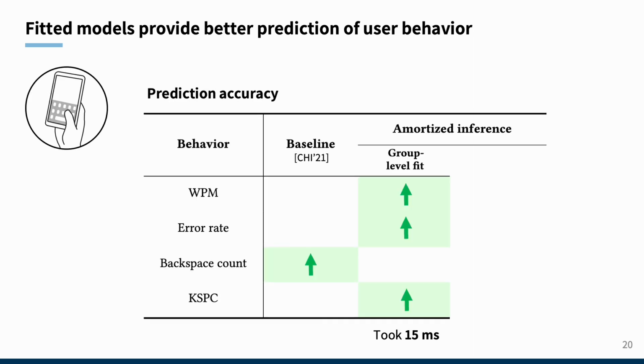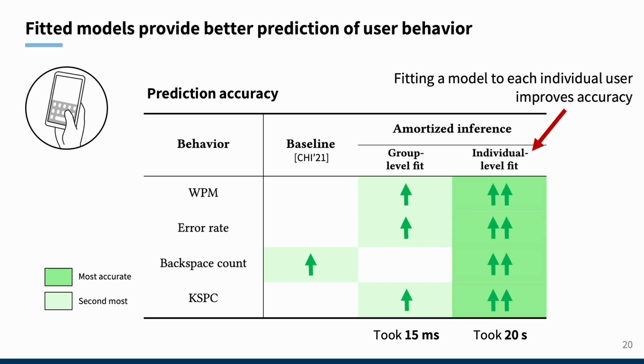We compared the accuracy of the fitted models in replicating actual user behavior. In a touchscreen typing case, we measured discrepancy between simulated and actual behavior across 4 different typing metrics. A single model fitted to the entire dataset with amortized inference showed better prediction accuracy than the previous method. Additionally, fitting a model to each individual user with amortized inference allowed for personalized behavior prediction with enhanced accuracy.